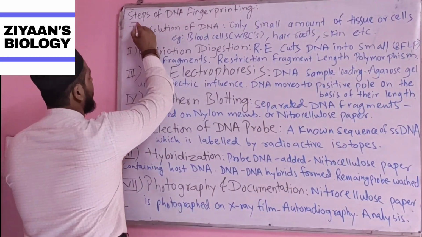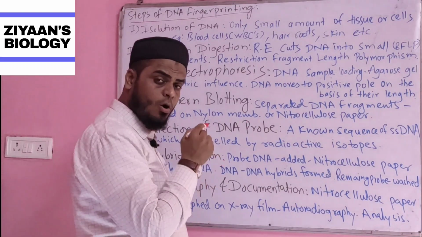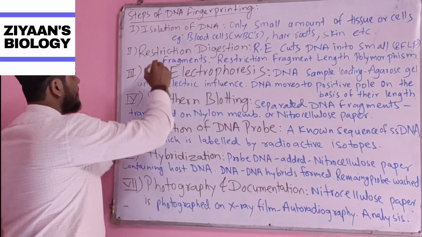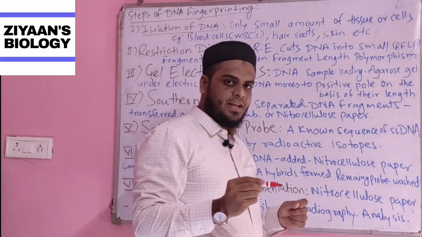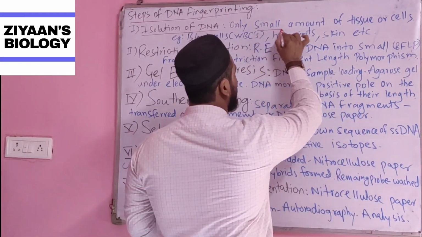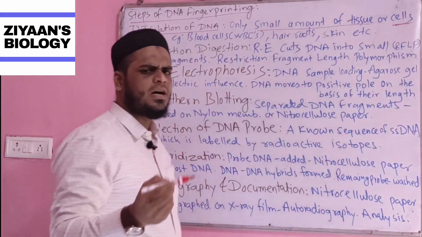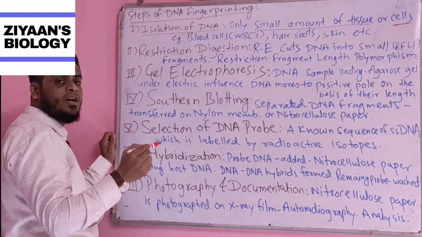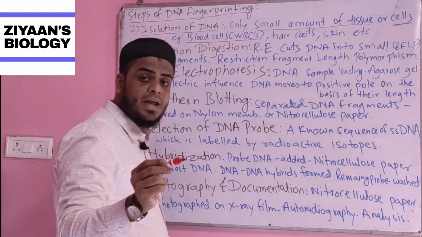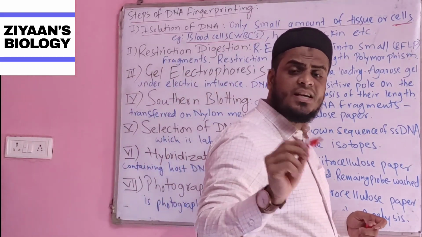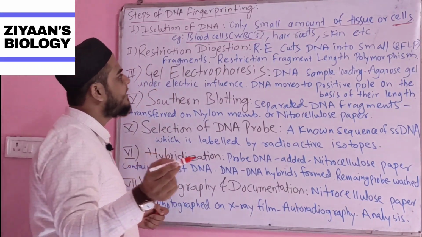So the steps of DNA fingerprinting. We do know that there are 7 steps, and we are dealing with all of them in a detailed fashion. The first one is called the isolation of DNA. For isolating the DNA, you need a small amount of either the tissue or the cells directly. For example, if I want to isolate the DNA, I'll go for the blood cells, but specifically the WBCs. Why? Because the WBCs are the ones which contain the nucleus. The RBCs do not. So you need WBCs.